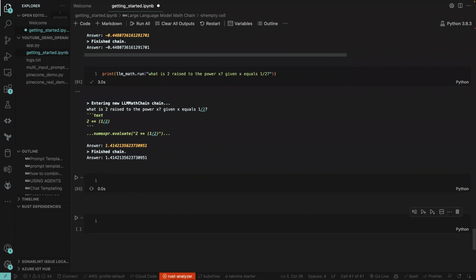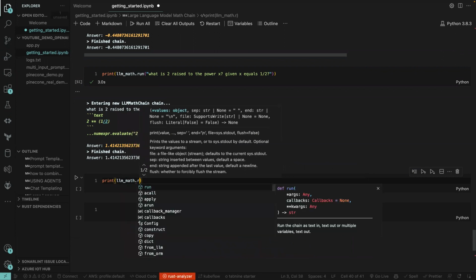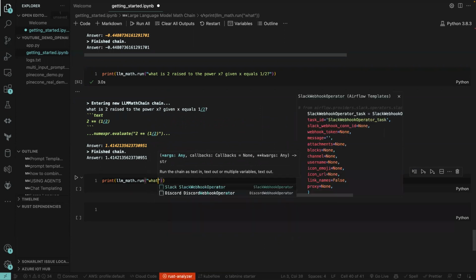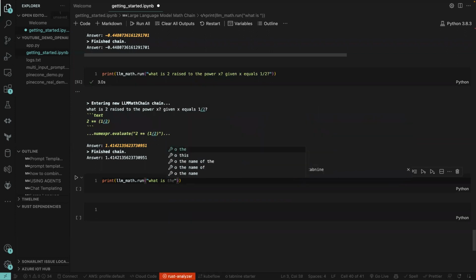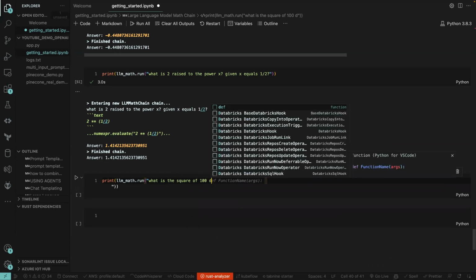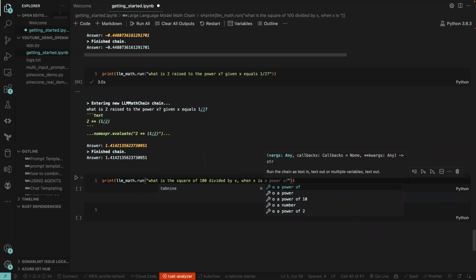Let's do the last example. Let's say print llm_math.run, and then we ask it, what is the square root of 100 divided by x, when x is, let's say, 4?